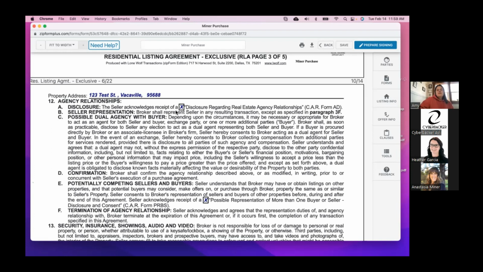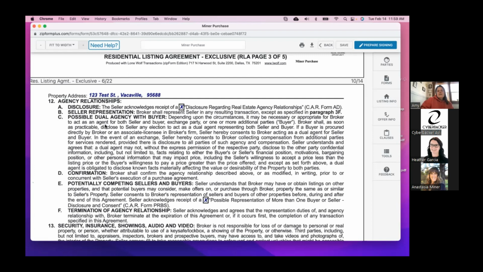Disclosure. The seller acknowledges receipt of a disclosure regarding agency relationship, per Form AD. That was that first one we talked about. Seller representation. Broker shall represent seller in any resulting transaction except as specified in paragraph 3F. That was the one we already talked about. Possible dual agency with a buyer.